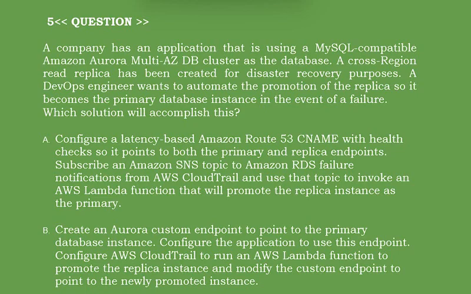Option B: create an Aurora custom endpoint to point to the primary database instance. Configure the application to use this endpoint. Configure AWS CloudTrail to run an AWS Lambda function to promote the replica instance and modify the custom endpoint to point to the newly promoted instance.